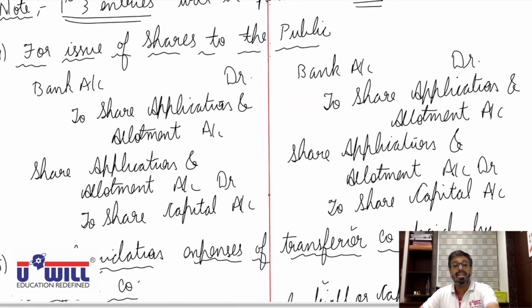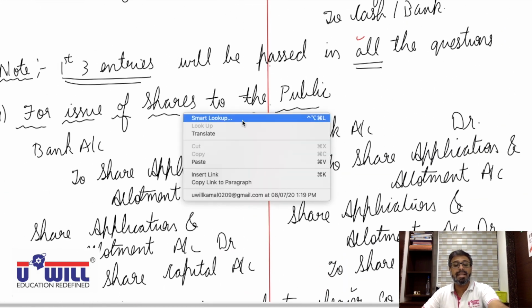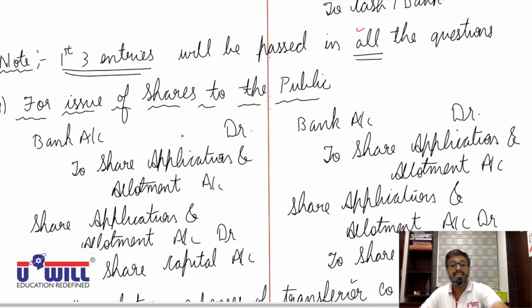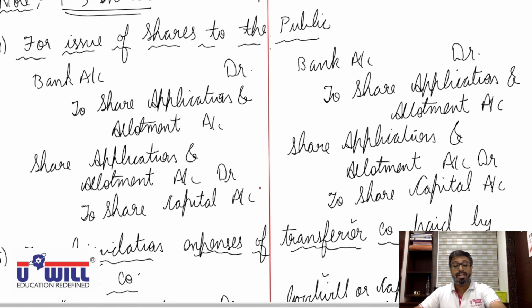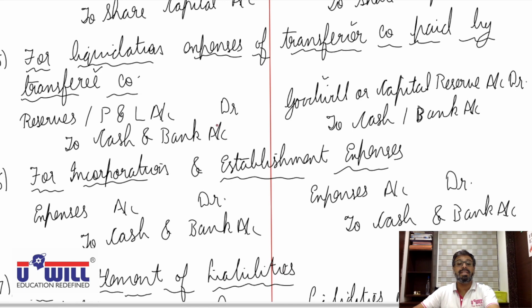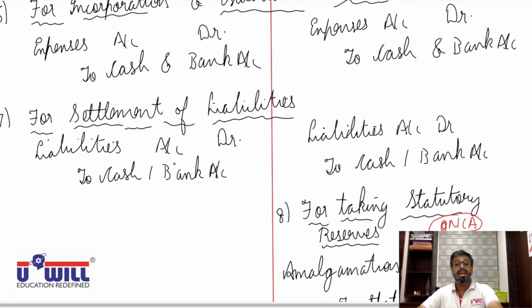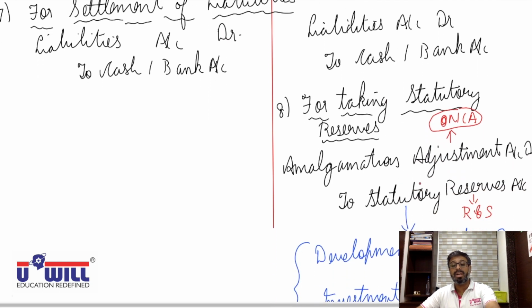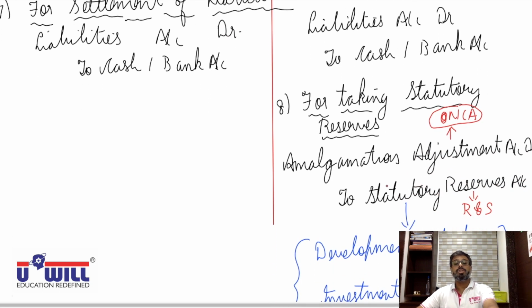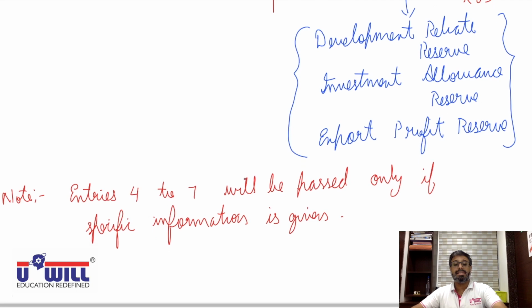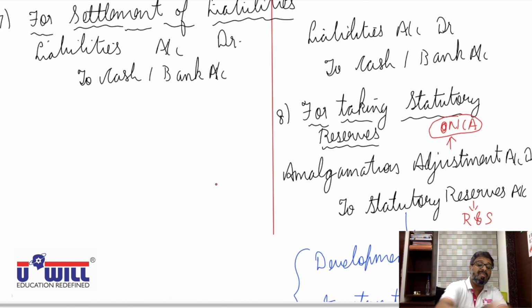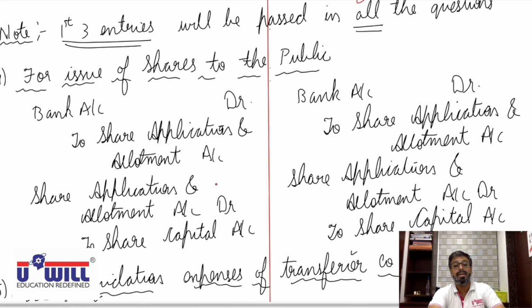Means only if you are given in the question shares are issued to public, then this entry will come. Only if you are given in the question that liquidation expenses are paid by transferee company, then this entry will come. Only if establishment and registration expenses are given in the question, then this entry will come. Only if liabilities are to be settled, this entry will come, otherwise not. And this will come only if statutory reserves are there. So this 4 to 7 or 8 entries will come only if specific information is given in the question. But first 3 entries will be there in all the questions.